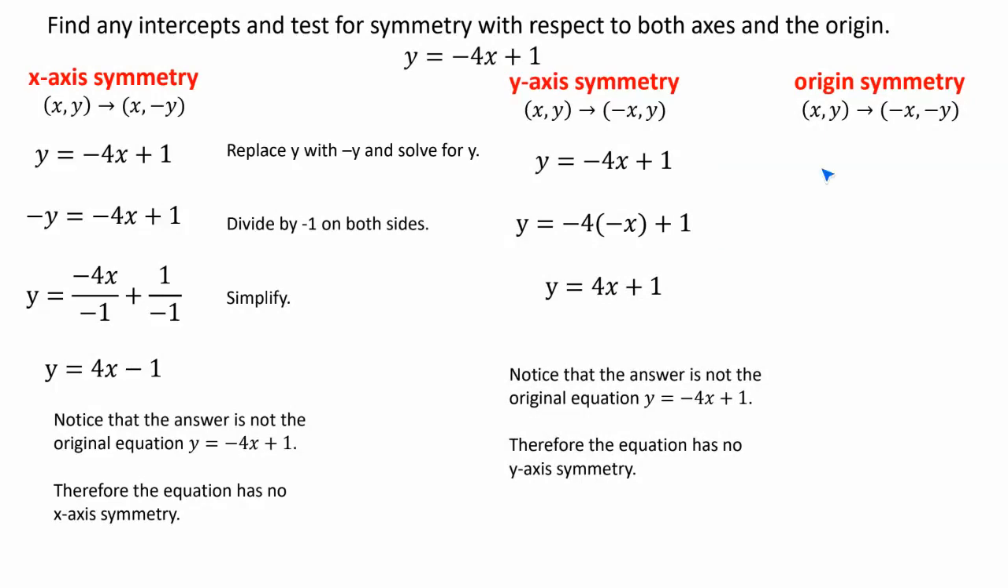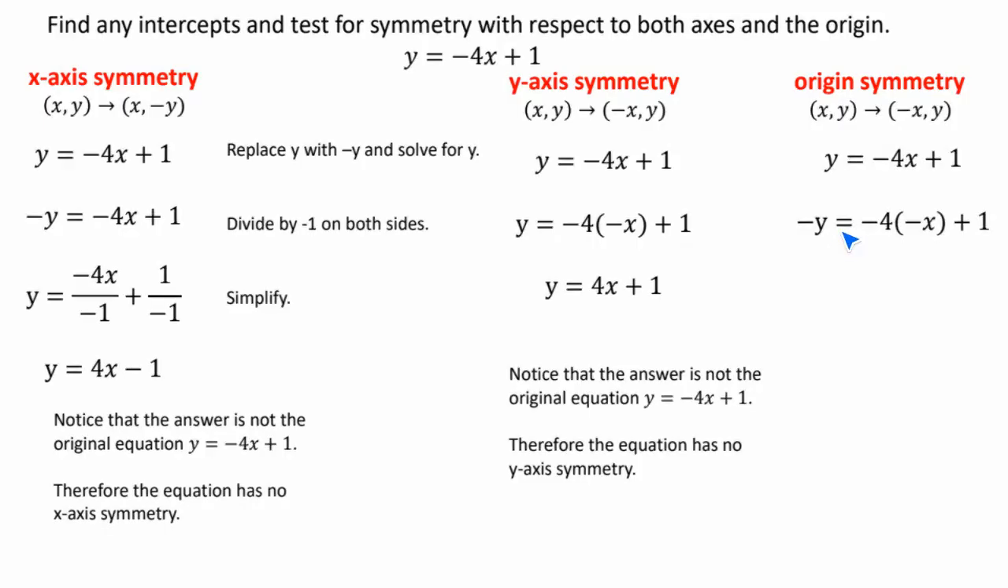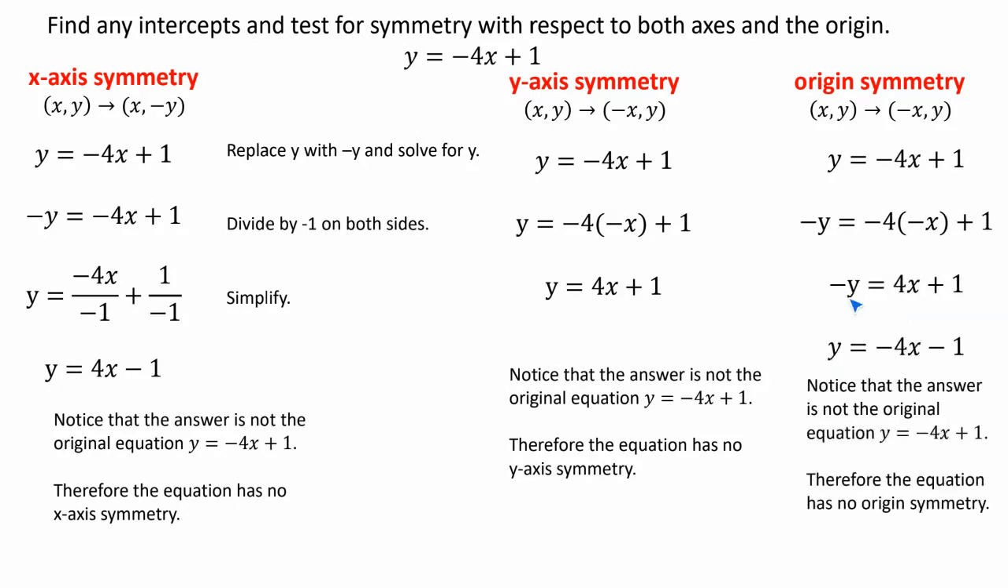And then last, the origin, we get to replace both the x and the y. So let's go ahead and do that. So there's my equation. I'm going to replace y with a negative. I'm going to replace x with a negative. So we have negative y is equal to negative 4x times negative x. So if we simplify, negative 4 times negative x is positive 4x. And then we're going to divide by negative 1 so that we can solve for y. So we end up with negative 4x minus 1.